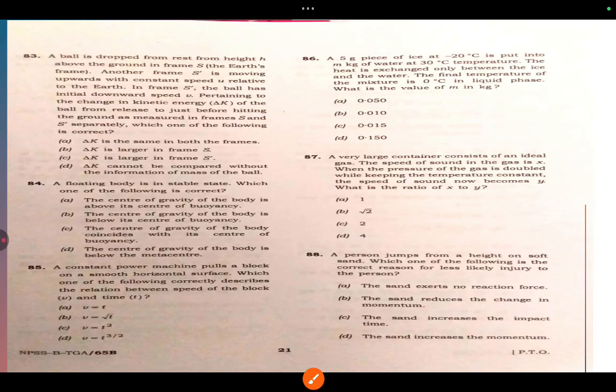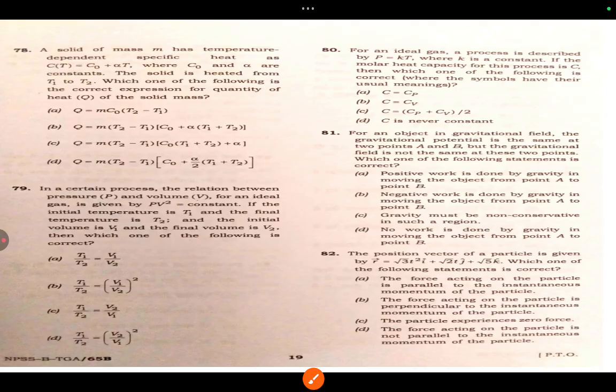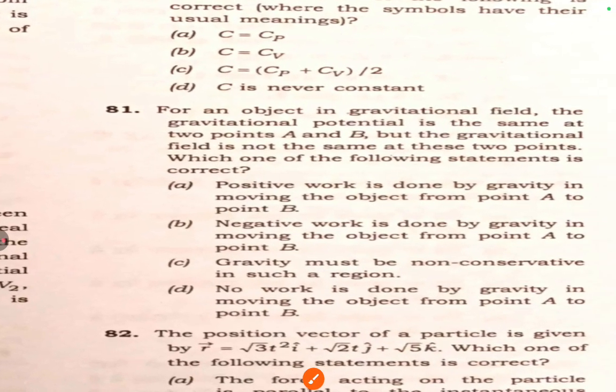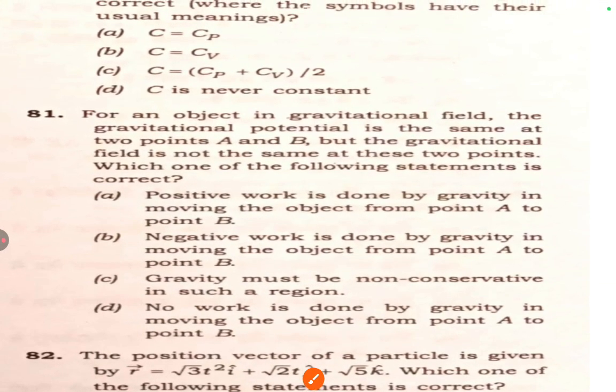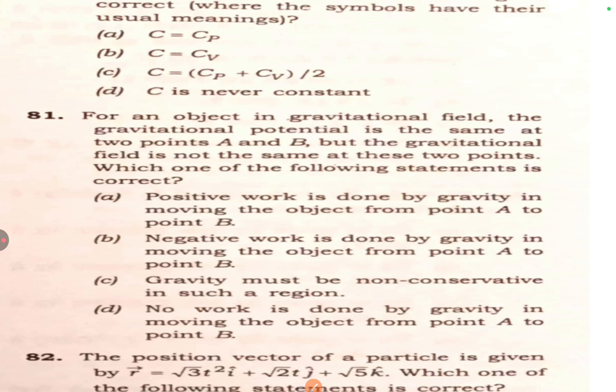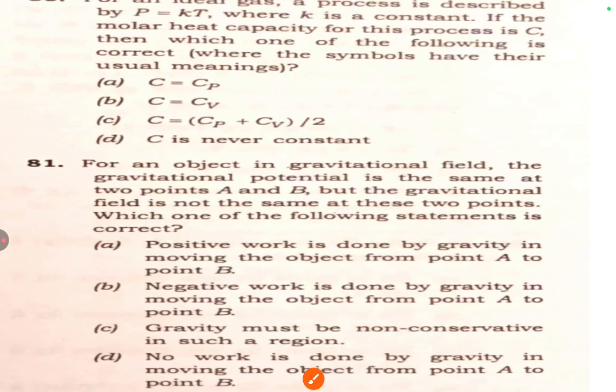And question number 81. For an object in a gravitational field, the gravitational potential is the same at two points A and B, but the gravitational field is not the same at the two points. Which one of the following is correct? Your question is related to the gravitational potential.